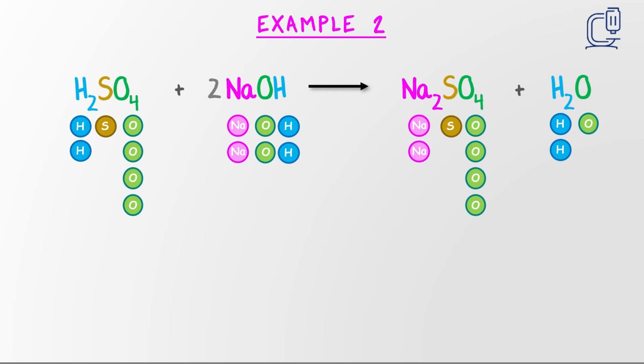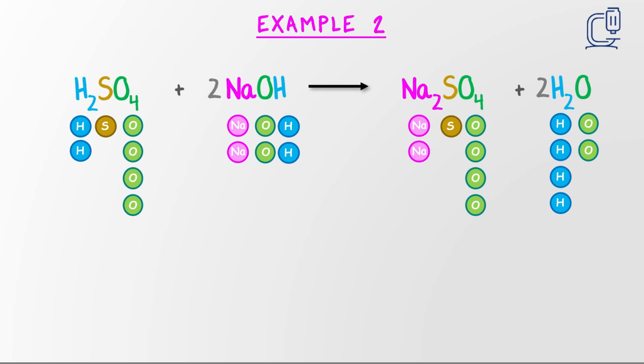So now let's look at the hydrogens. We have 4 hydrogens on the left hand side and 2 hydrogens on the right. So we need an additional 2 hydrogens on the right. So let's put a 2 in front of the water to balance the hydrogens. Finally, the total number of oxygens on the left hand side is 6 and on the right hand side is 6. So we have balanced this equation.